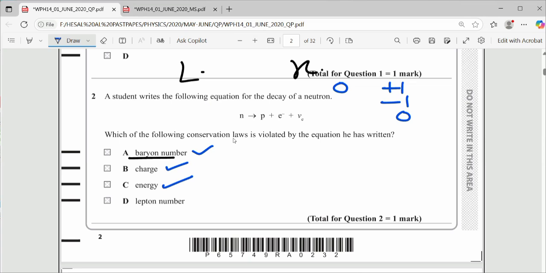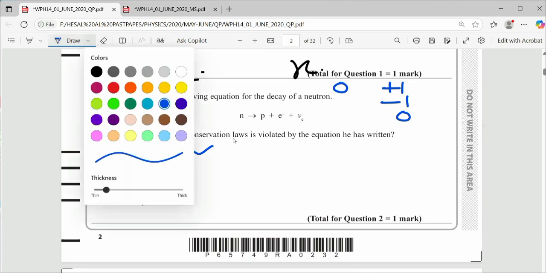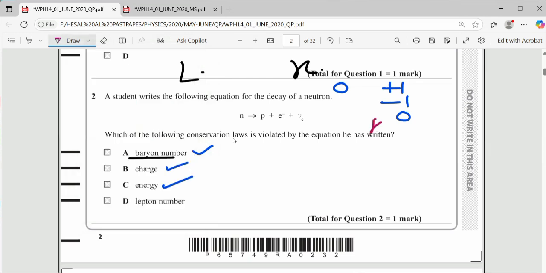Now we have only lepton number left. For proton and for neutron, it is 0. For electron and for electron antineutrino, it is plus 1. Once I substitute those values here, this is 0, and 0, plus 1, plus 1. This gives plus 2. This is not equal to the other side. Here 0, this is plus 2. Hence, this is violated. Our final answer is D.